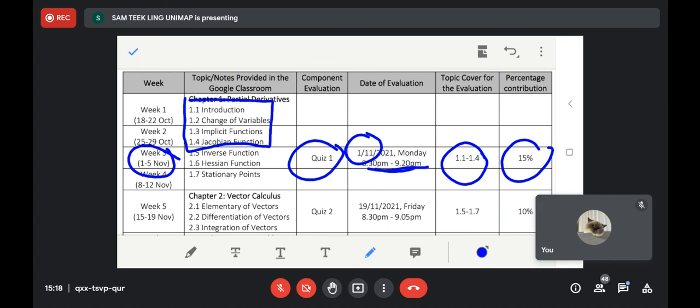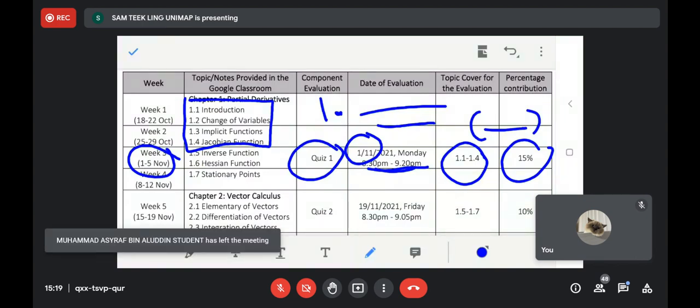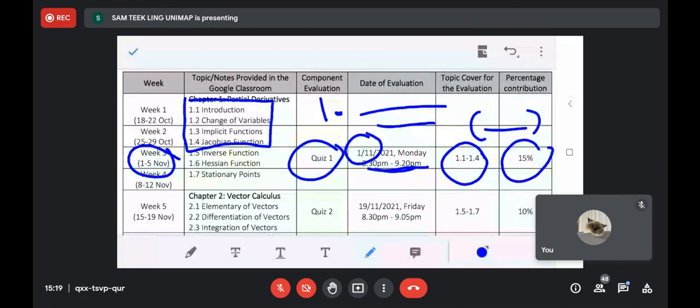So for upload solution, the question will say, for example, question 1, then give you the question, and at the end will write out how many marks. So you can calculate already whether you need to show all the detail or not, because if there are not so many marks, you need not show all the detail.